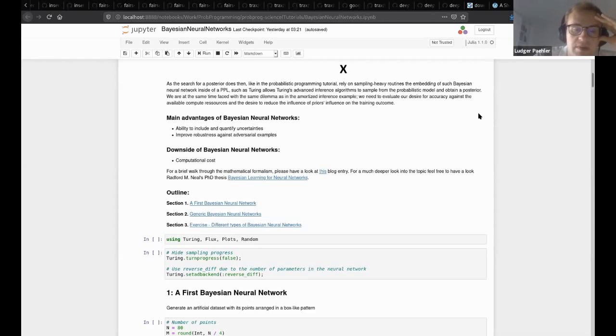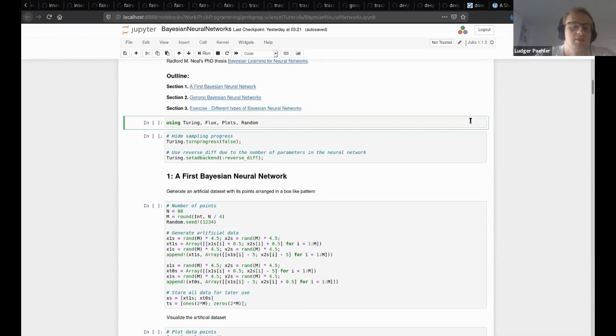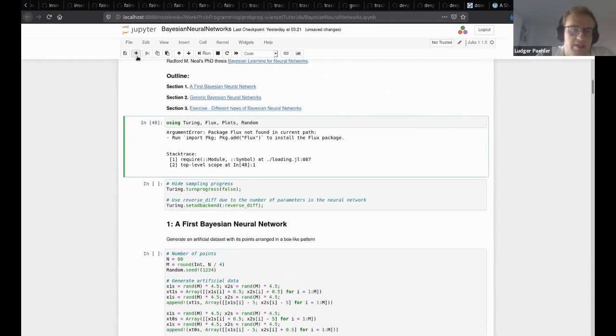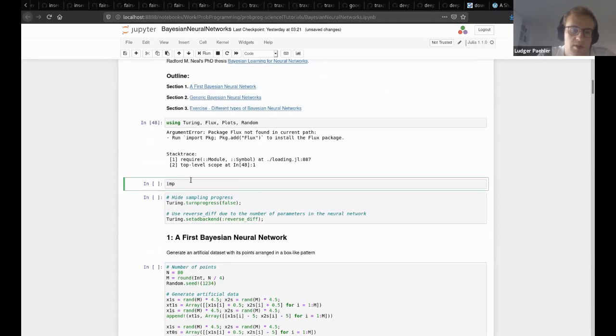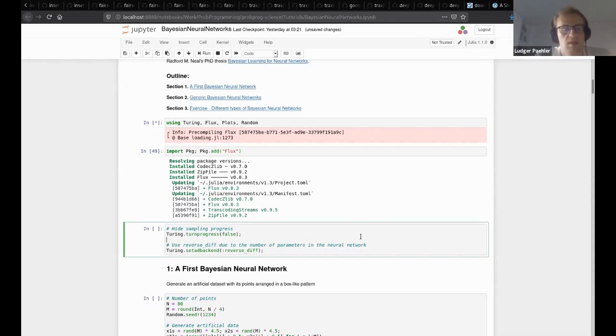Okay, so the main downside, of course, is computational cost. That's always the case with probabilistic programming or Bayesian inference overall, and also with these Bayesian networks, it's always computational cost which is the main constraint. So I'm not sure if that still works. Let's just quickly get it running. That should be done in a second.